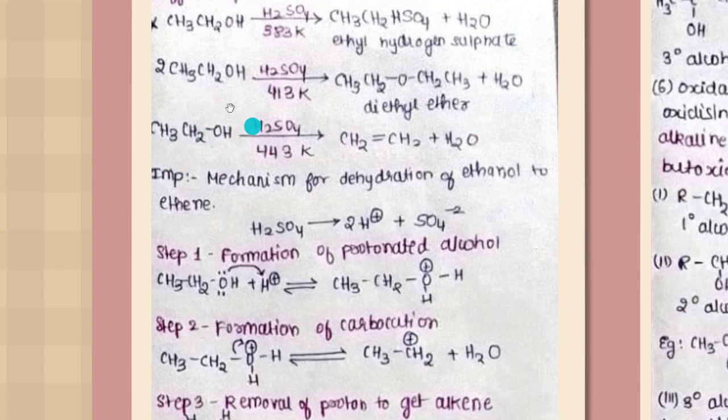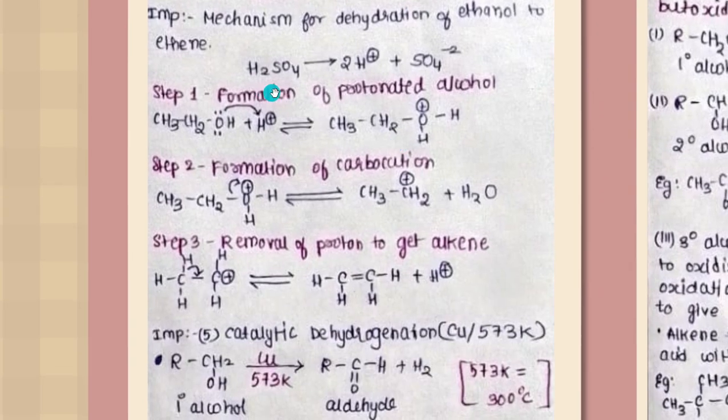Now again this alcohol on reaction with H2SO4 at 443 Kelvin will give us an alkene, that is CH2 double bond CH2 plus H2O. Now that is very very important. This is the mechanism for dehydration of ethanol to ethene, the third one. So this mechanism is also very very important. That is first formation of protonated alcohol, that is CH3CH2OH adding H plus. Okay, what we will get here? We will get CH3CH2OH2 plus.